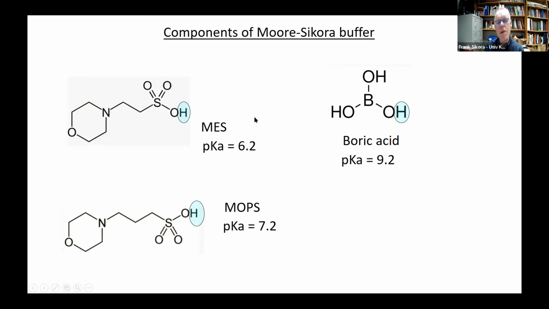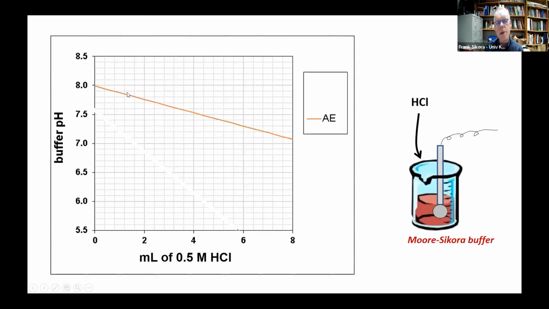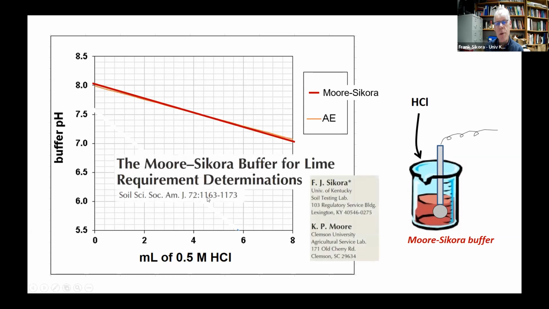But the combination of these different acids was played around with to make sure that we had a linear decrease in the pH with increased acid. This is the titration curve of the Adams-Evans buffer. And this is the titration curve of the Moore Sikora buffer. So we just had the same titration with respect to adding acid. The reference to that work is shown here.